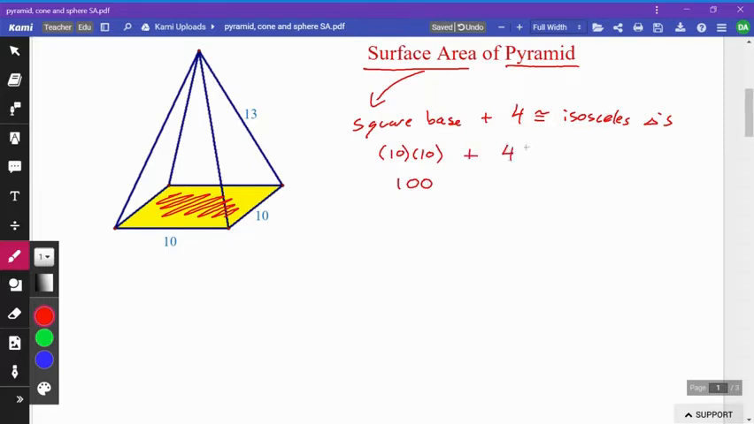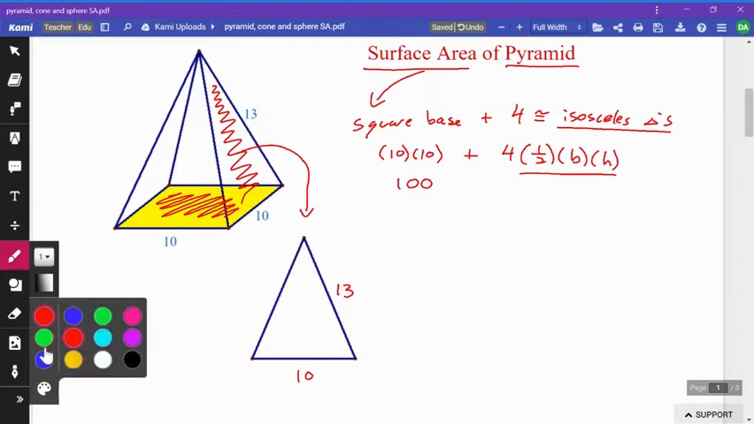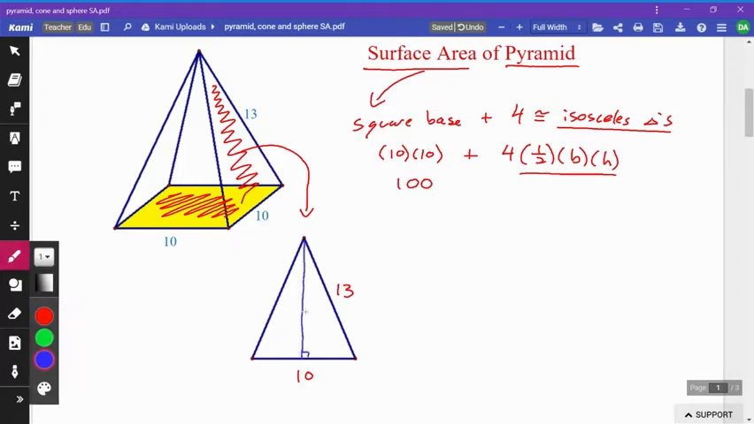So remember, I need 4 times 1/2 times base times height in order to give me the area of the triangle. So this is what I want to pay attention to. Now this isosceles triangle here, the base is 10, but then this distance right here is going to be 13. So what I need to figure out is the height of the triangle since I already have the base. So let's draw in the height. So I'm going to draw in the height in blue. So this height right here is what I want to find in order to find the area of this triangle.